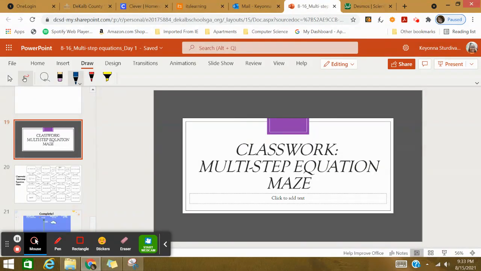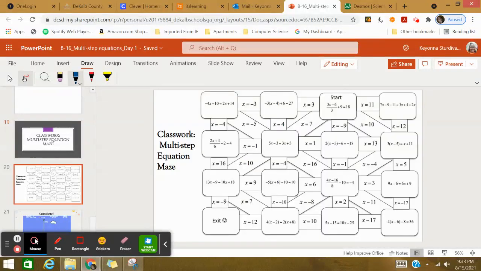If you are done and you finish with still class time left, then you can go ahead and move on to the multi-step equation maze, which should look like this. If you are completing the work online, again, you can just go ahead and draw in which way to go for this particular maze, and you start up here and you're trying to get to the exit.